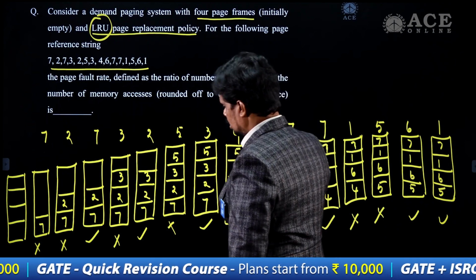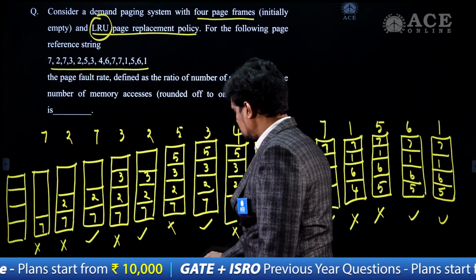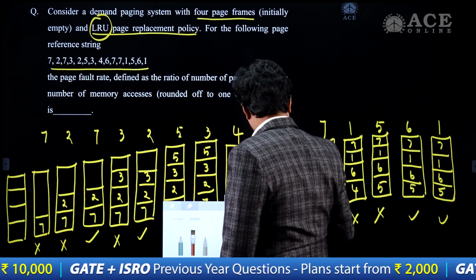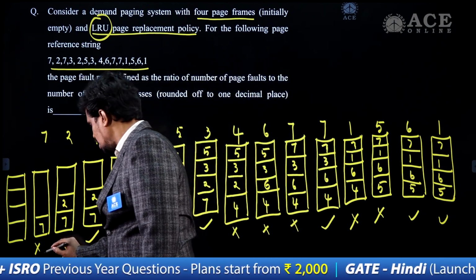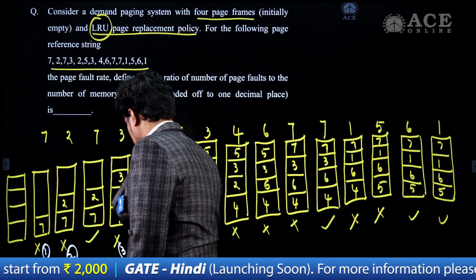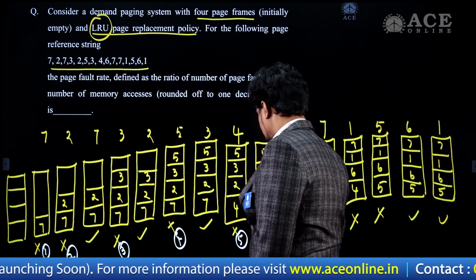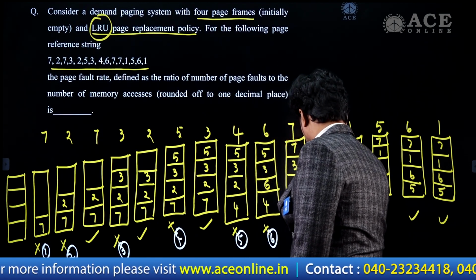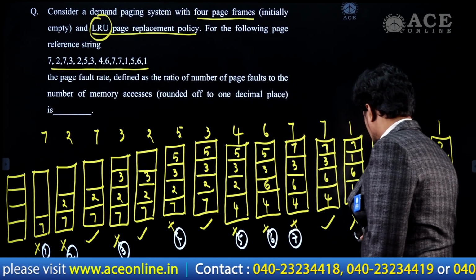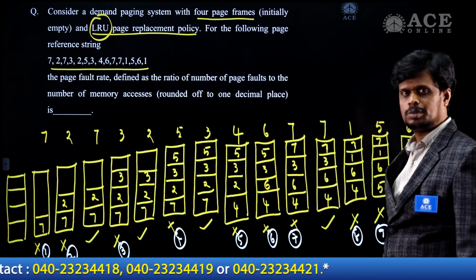So now let us verify the number of page faults. How many page faults do we have? Have a look here. We have page fault number 1 here. This is 1, this is 2, this is 3, this is 4, this is 5, this is 6, this is 7, this is 8 and this is 9. So in total we have 9 page faults.